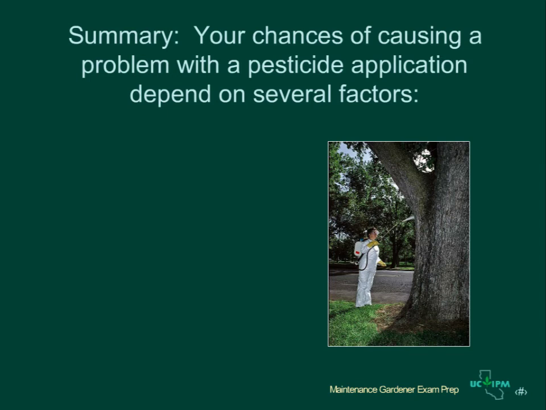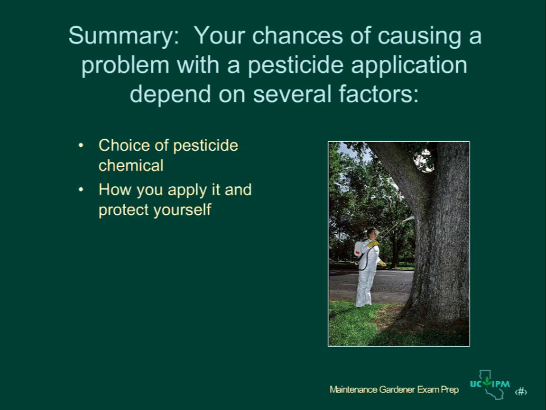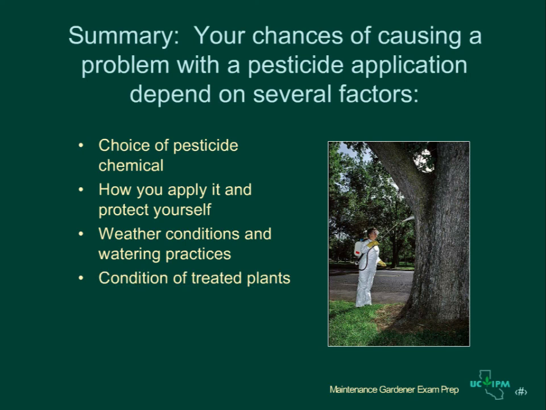In summary, your chances of causing a problem when you apply a pesticide depend on several factors. These include the choice of the pesticide chemical, how you apply the pesticide and how you protect yourself, weather conditions and watering practices, the condition of the treated plants, and the proximity of people, wildlife, or sensitive environments that could be harmed.